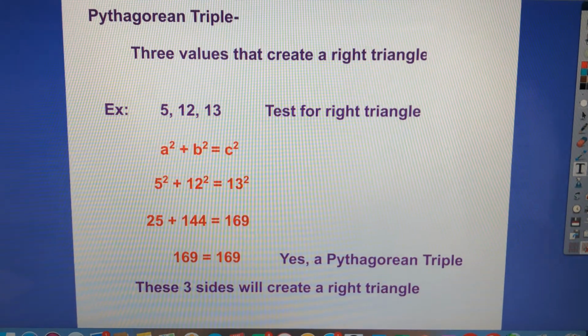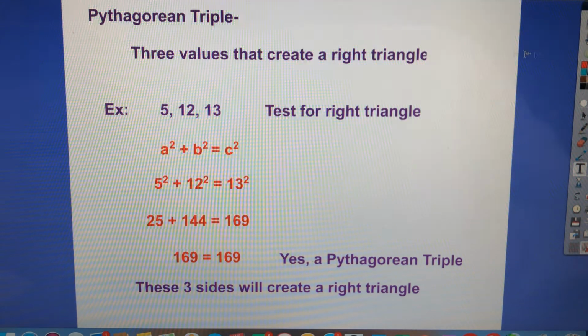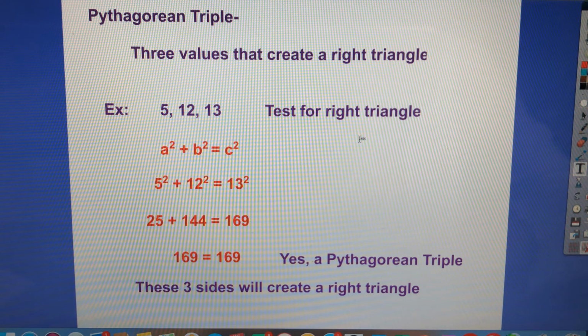There's something called a Pythagorean triple. A Pythagorean triple is when you have three values that create a right triangle. You look at your three numbers and you can test for a right triangle. They love this question on standardized tests. To begin with, you have to have one number that's the largest. The other two can be the same as long as they aren't larger.